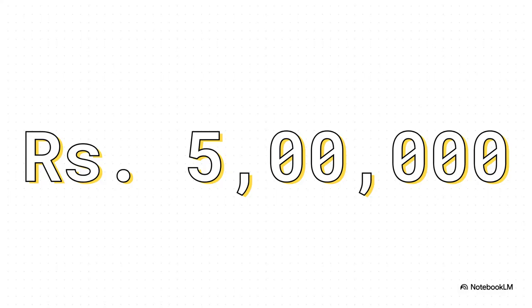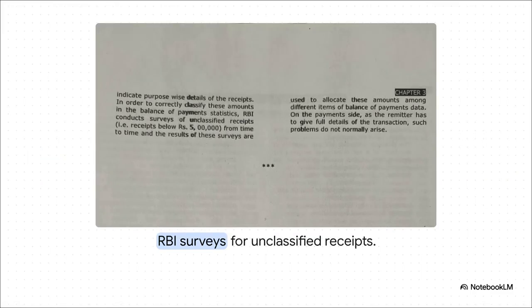But there's also a highly specific, totally fascinating monetary threshold that creates a real headache for the RBI. 5 lakh rupees. Let me explain. Here's the deal. On the receipt side, so money flowing into the country, if the inward remittance is under 5 lakh rupees, the person receiving it doesn't actually have to state what the money is for. So the RBI gets this cash flowing in, but they're totally flying blind on how to categorize it. To fix this, they actually have to go out and conduct separate periodic surveys just to estimate how to classify these smaller receipts in the balance of payments.